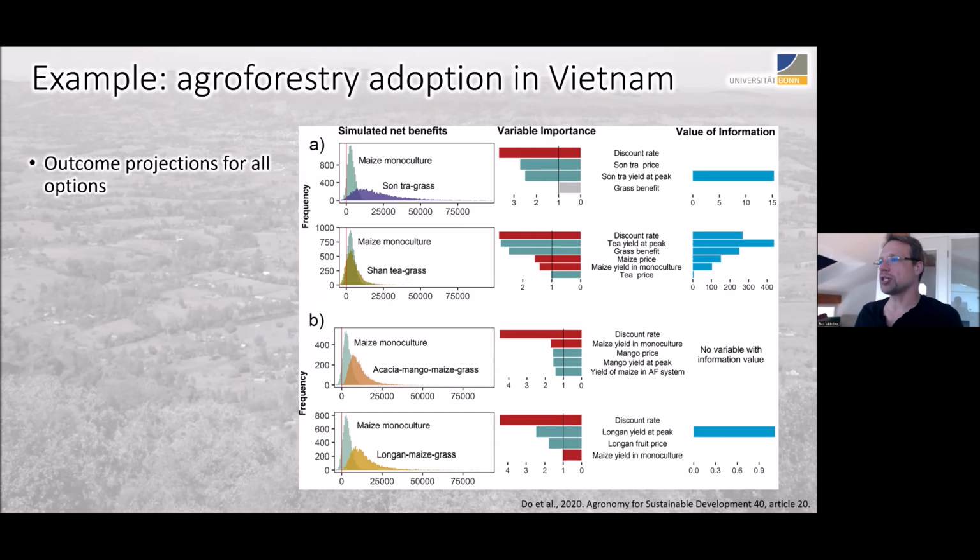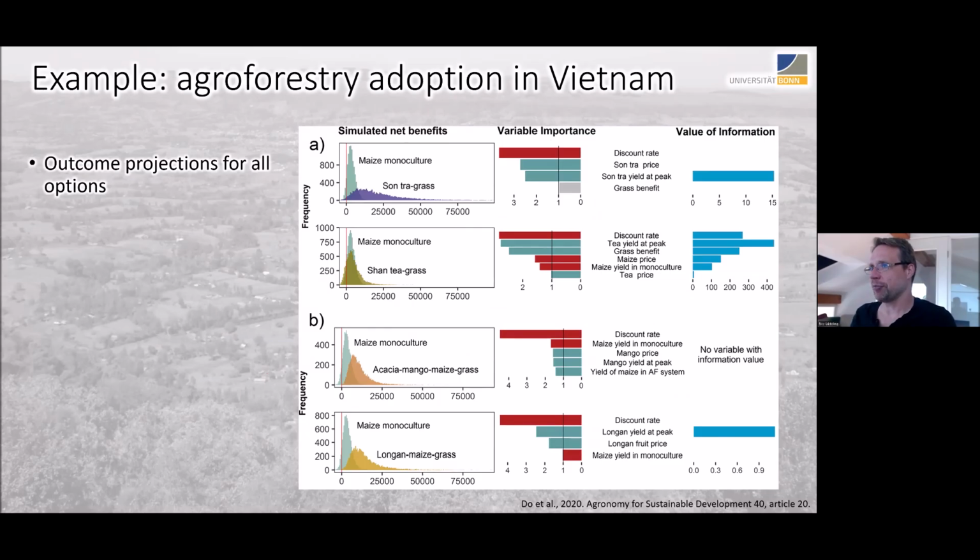But basically, through these probabilistic simulations, Hua was able to simulate the net benefits of all these different options. You see this in the first column here. These are all distributions, so we don't know for sure what is going to happen if we start a certain system, but we can get a certain feeling for the range of values that are likely.